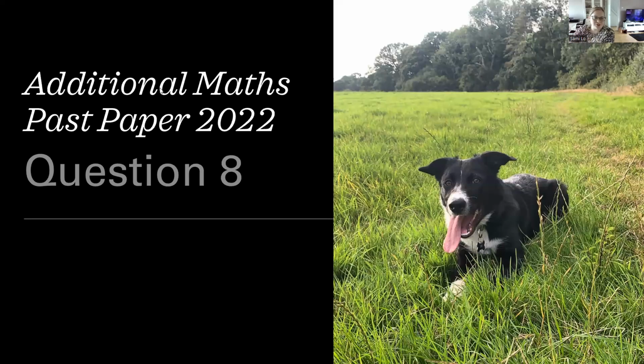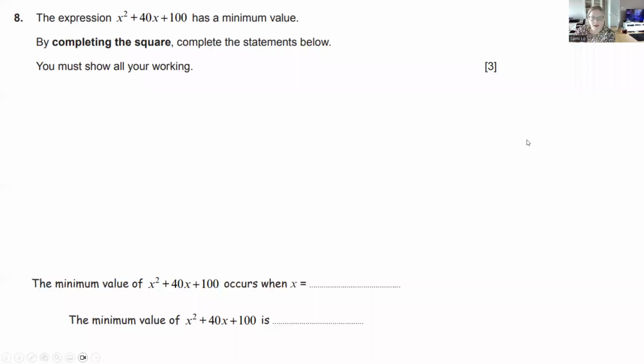Question 8 of the additional maths past paper 2022. In this question we've got to complete the square, and we need to fill in the statements below as well. Whenever we're completing the square, just be mindful that the value in front of the x is going to be halved and then squared but taken away.